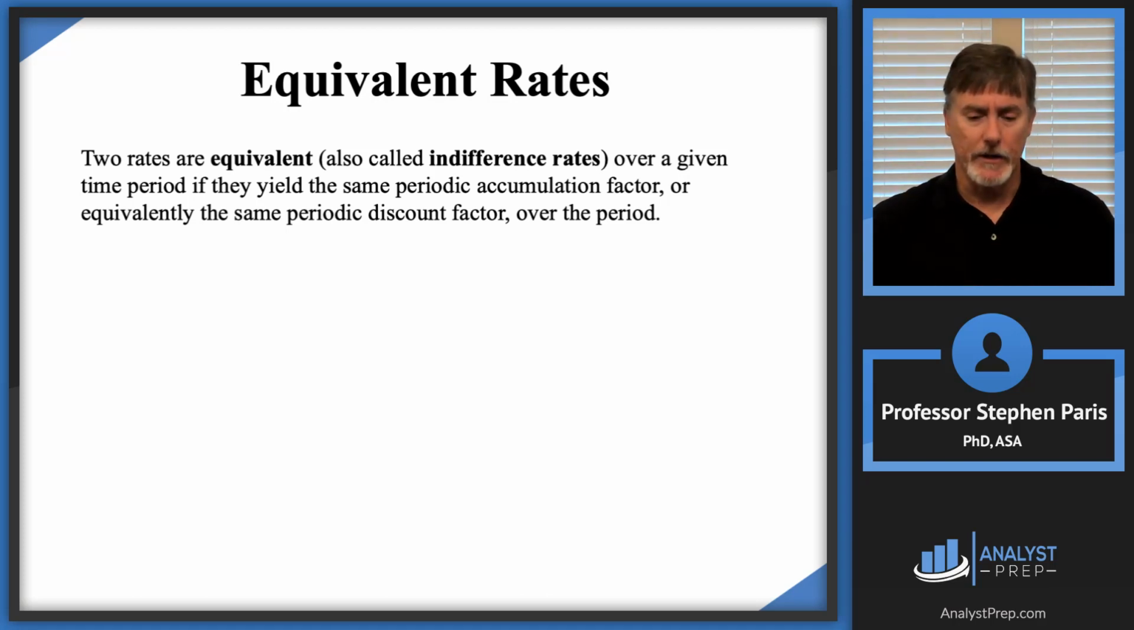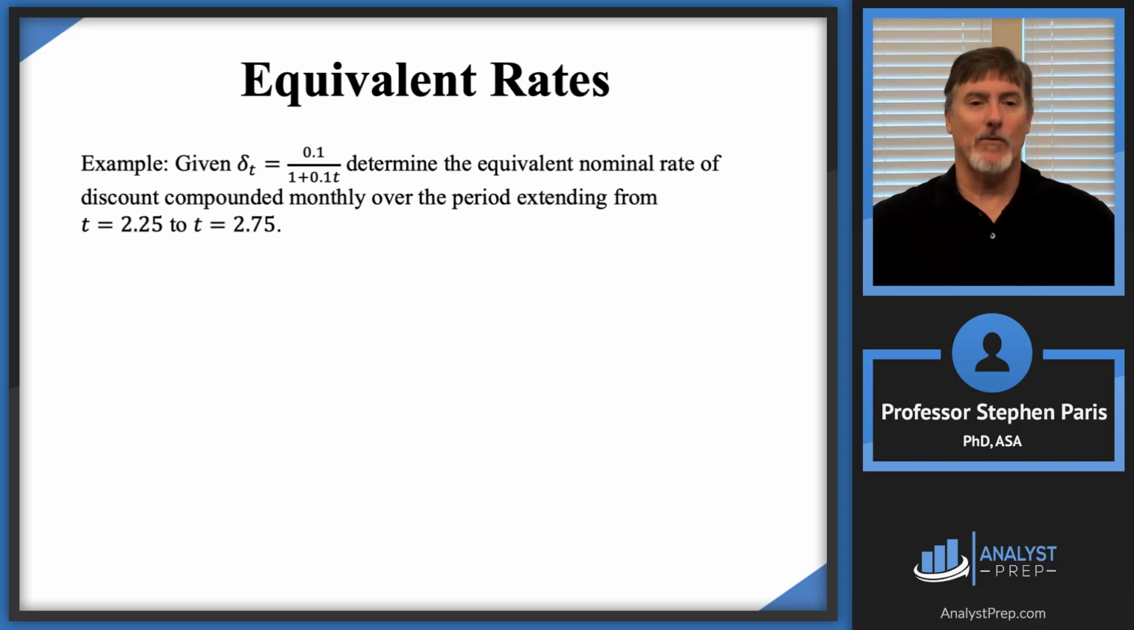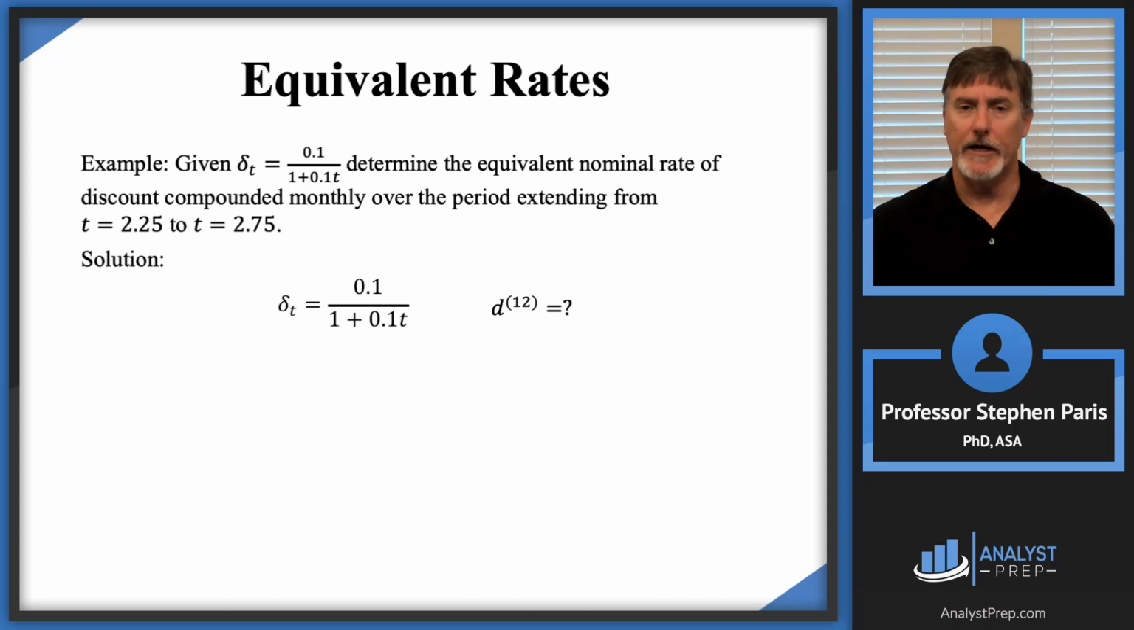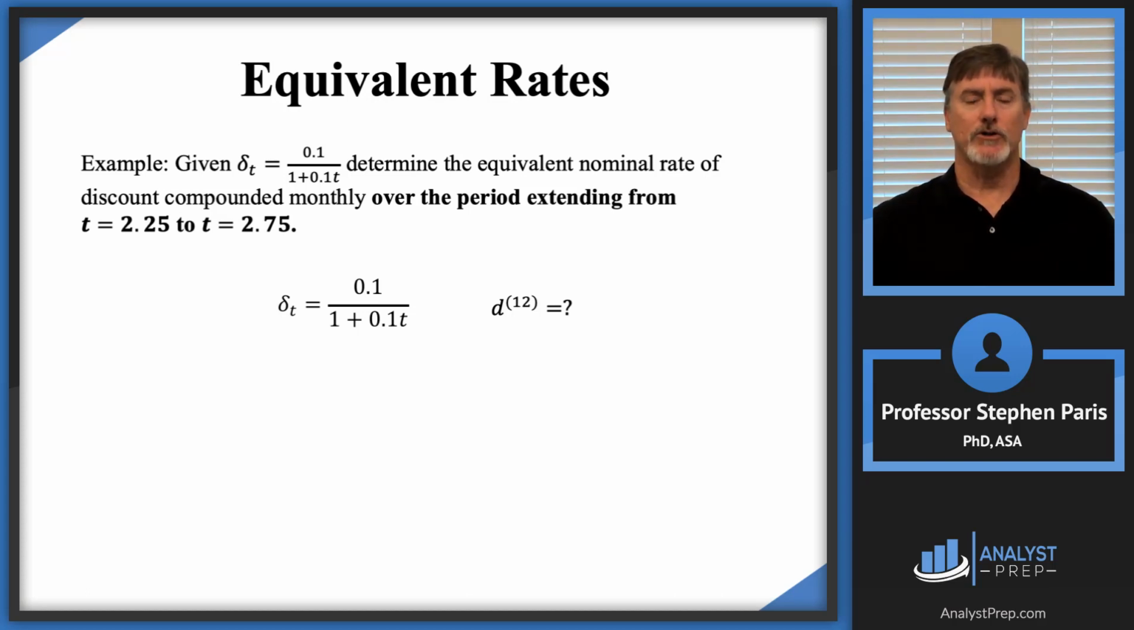So again, you have these two rates. Let's look at an example. Let's say that on the one hand, the rate is given to us as a force of interest, delta t equal 0.1 divided by 1 plus 0.1 t. And then the question is, determine the equivalent nominal rate of discount compounded monthly over the period extending from time 2.25 to 2.75. And so in the solution, on the one hand, I have this delta t. On the other hand, I'm seeking its equivalent d upper 12 over the period extending from time 2.25 to 2.75.